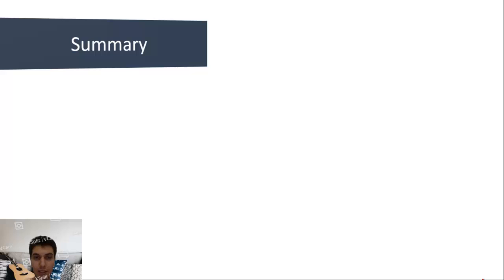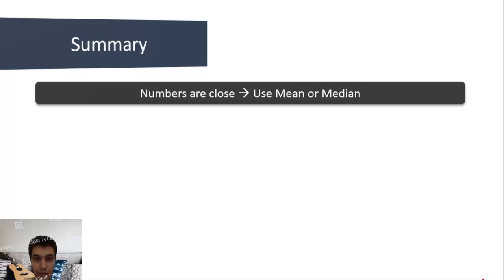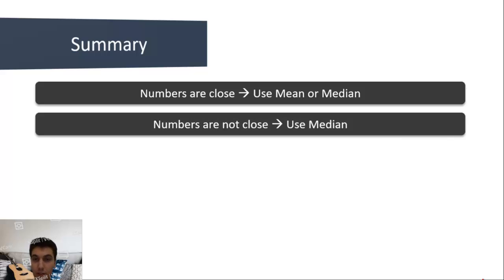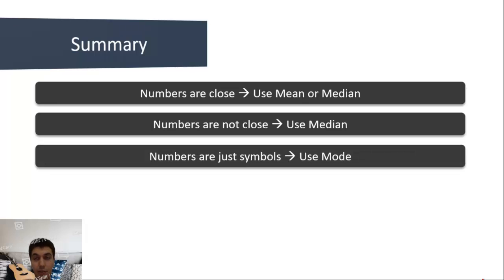So we still have to answer one fundamental question. When do we use each of these measures? If we have some numbers that are close together, it's okay to use mean or median. But if the numbers are not so close, we should use median. And if the numbers are just symbols, if your dataset is a categorical dataset, we should use mode. So this was the whole information about mean, median, and mode, the most important information actually.